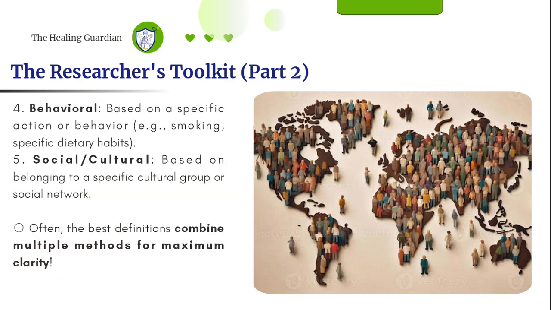You can also use behavior, based on a specific action or behavior, like smokers, that in your study population you are going to interview active smokers or people with specific dietary habits. And number five, in your study population description, you talk about the social cultural aspect, based on belonging to a specific cultural group or social network. So often the best definitions combine multiple methods for maximum clarity.